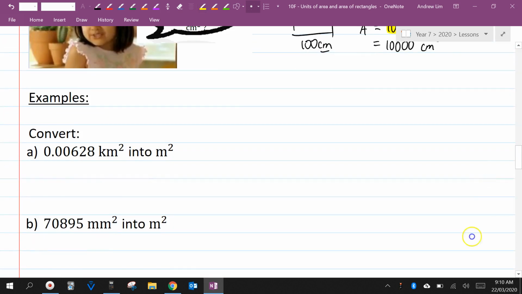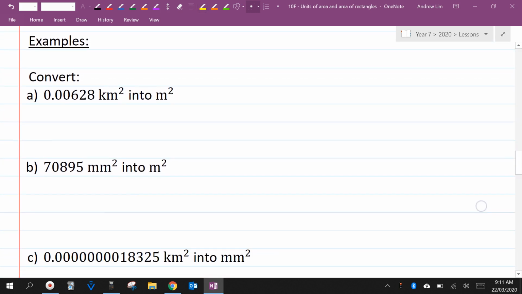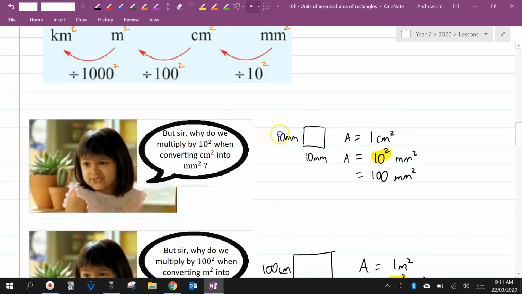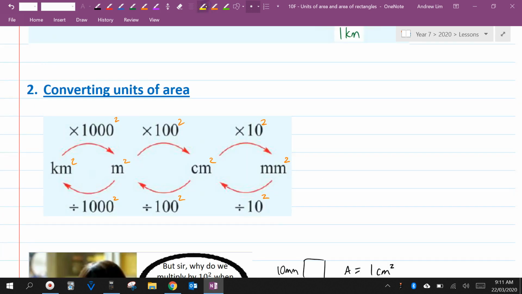Alright, so let's have a look at a few examples. We want to convert 0.00628 square kilometers into square meters. In order for us to do this, let's have a look at our conversion chart. Square kilometers into square meters, so follow the arrow. We need to multiply the number by 1000 squared.